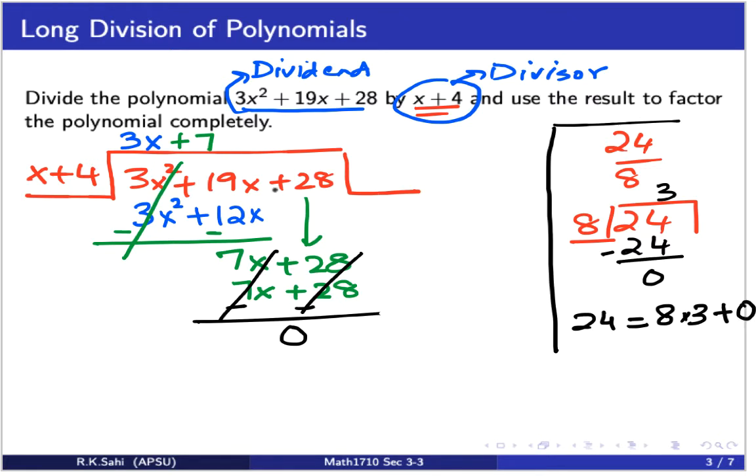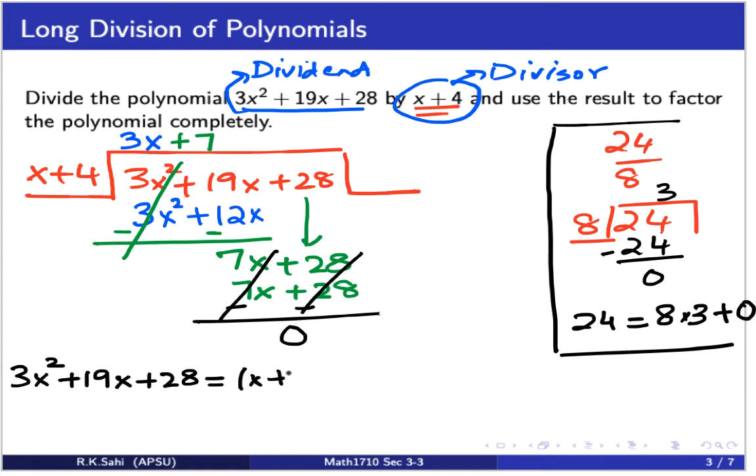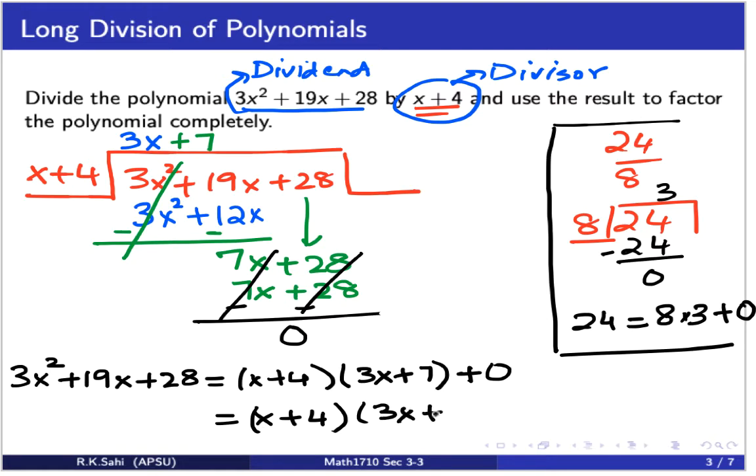In that same fashion, I'm going to mimic this with our polynomials. Our dividend is 3x squared plus 19x plus 28. That's like the 24. This is equal to the divisor multiplied by the quotient: x plus 4 times 3x plus 7, and then whatever is left as the remainder is 0. So this is x plus 4 times 3x plus 7. Let me write down again what this means. Now this, remember, is the dividend.